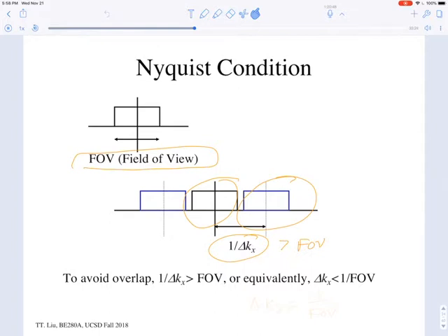So typically what we say is, for the design, it's sufficient just to go to the limit. So we'll just say that the design requirement is just make delta kx equal to 1 over the field of view. All right? So when you do your problems, you can just set it equal to 1 over the field of view.